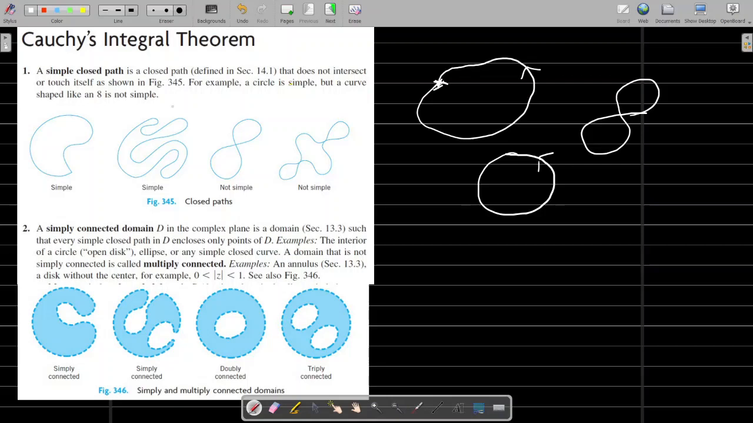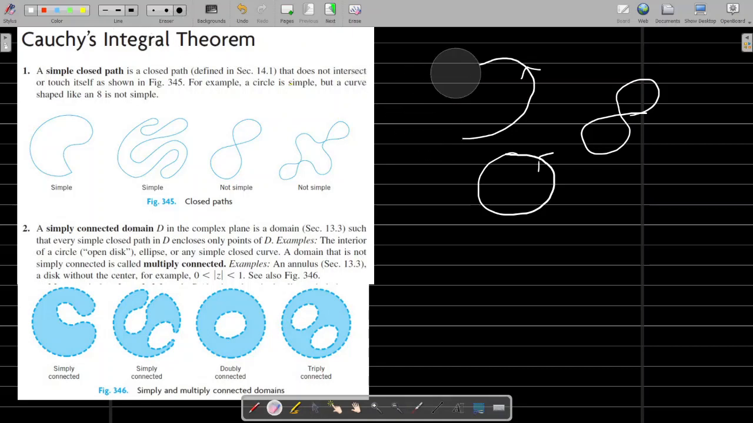In the figure that you can see here, the first path is simple. It does not intersect itself, so it is simple. The second path here, again, does not intersect itself, so it is a simple closed path. The third path is in the shape of an 8. It intersects itself at this point, so it is not a simple path. The fourth path that you see here intersects itself at two different points, so that is also not a simple closed path.